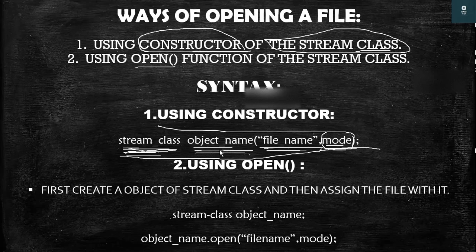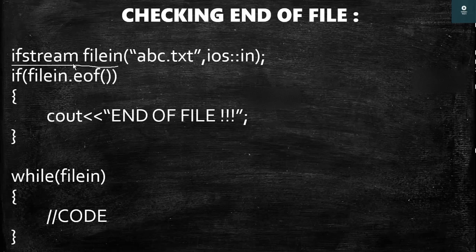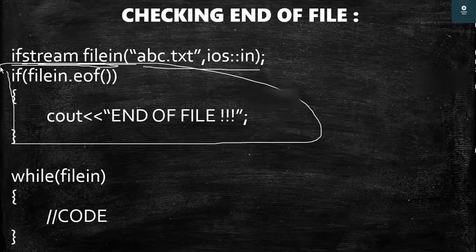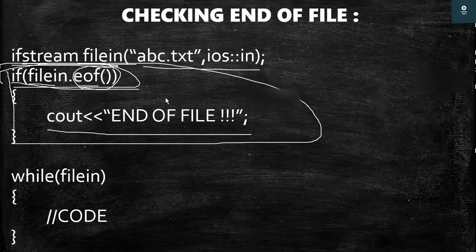We have a filein object of the ifstream class, and we have opened the file abc.txt in input mode. After this we'll check for the end of the file. I write the if statement, and inside the if statement write the object name dot eof. Whenever we are at the end of the file, eof will become 1, and when this becomes 1, we'll enter inside this if condition because this is true. Inside this we have cout end of the file. This means that we're at the end of the file.